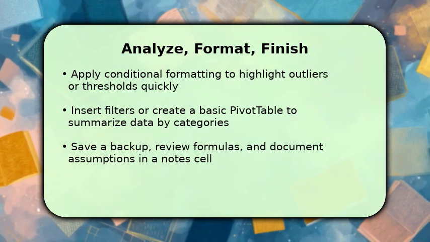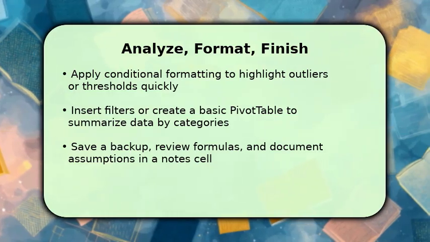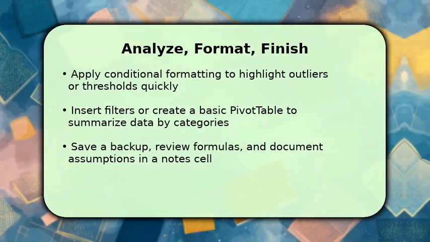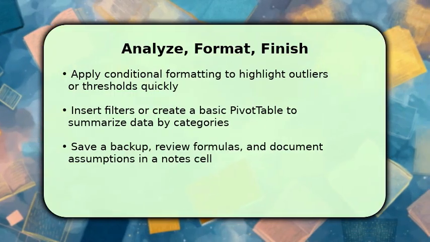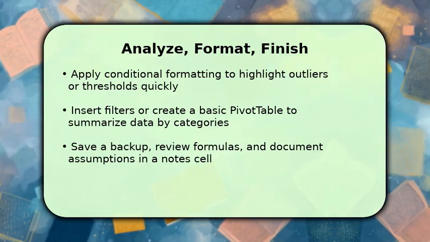To finish, run quick checks. Apply conditional formatting to flag high or low values and add filters so you can slice the dataset. These reveal problems fast. Create a basic pivot table when you need grouped summaries by category and format results for presentation with number formats and borders.